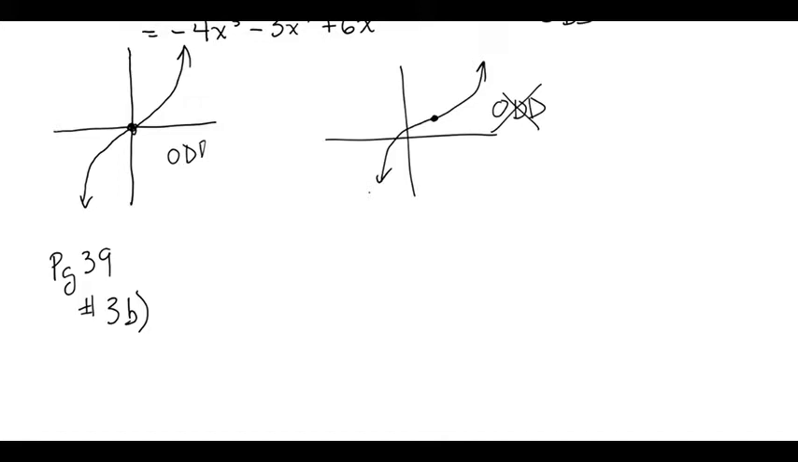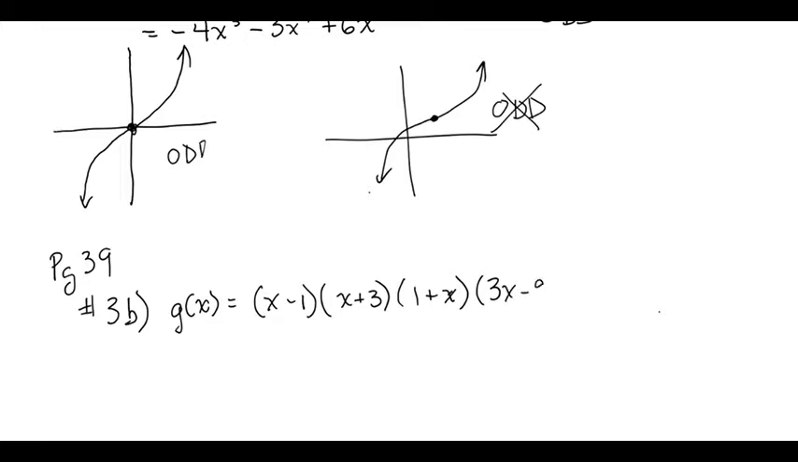The question is, and you've done this question already, but I didn't get you to do, well, maybe I tried to get you to do it, but determine algebraically if each function is even or odd. So g of x equals x minus 1 times x plus 3 times 1 plus x times 3x minus 1. Sorry, 3x minus 9. Okay, this is our function. We're trying to determine algebraically whether this is an even or an odd function.